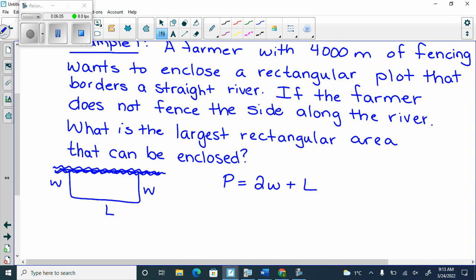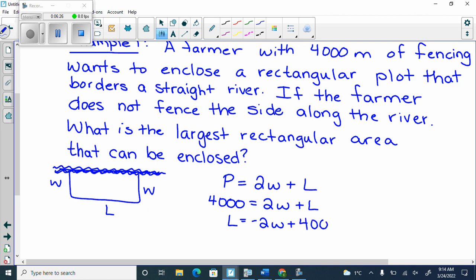So what do we have here to make the perimeter? Length plus width plus width. What's the perimeter? 4,000. So we go 4,000 equals 2 widths plus a length. And then I'm going to solve for length: length equals 4,000 minus 2 widths.